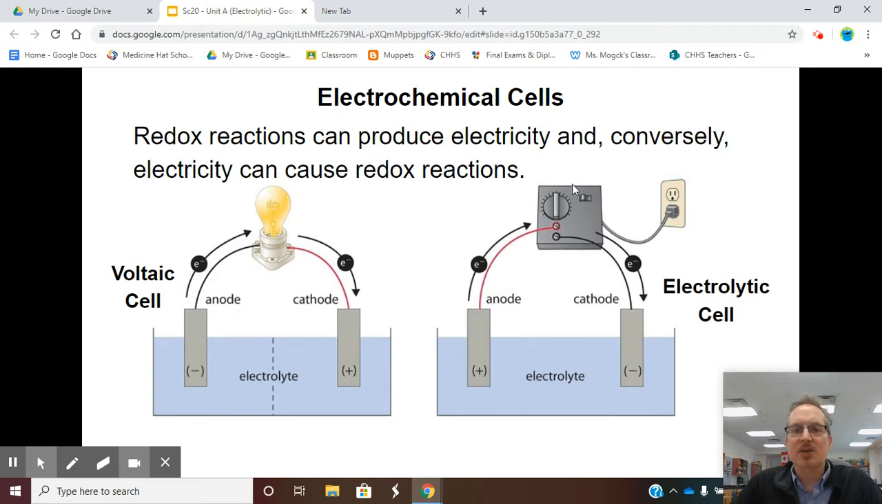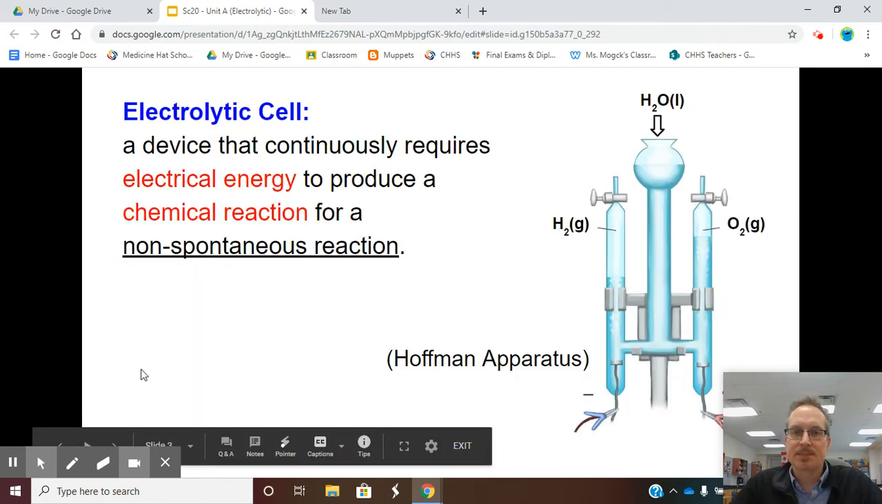And for this reaction, we're going to need to have some sort of battery. And this battery, this electrical energy, is going to be what causes us to be able to have a chemical reaction. Without this battery, without this energy, this reaction will not actually go.